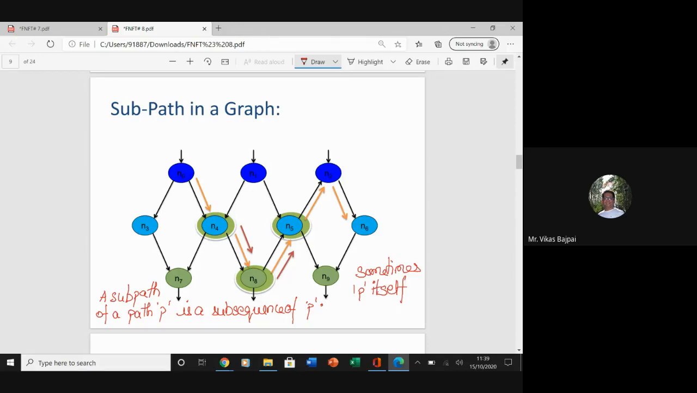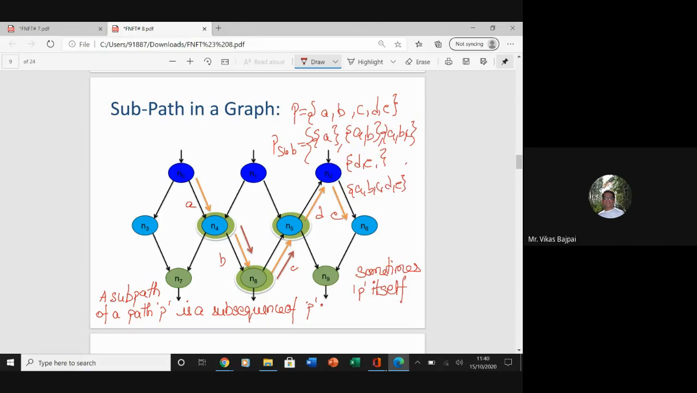let's assume I have a sequence A, B, C, D, E. Let's say we make it capital P. Suppose P is equal to A, comma B, comma C, comma D, comma E. So a subpath of P can be simply A, it can be A comma B, it can be A comma B comma C, it can be simply D comma E, or it can be A comma B comma C comma D comma E.